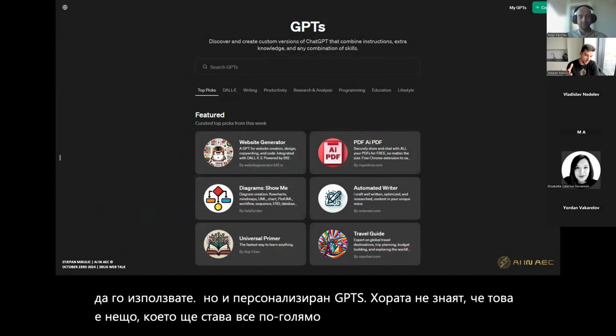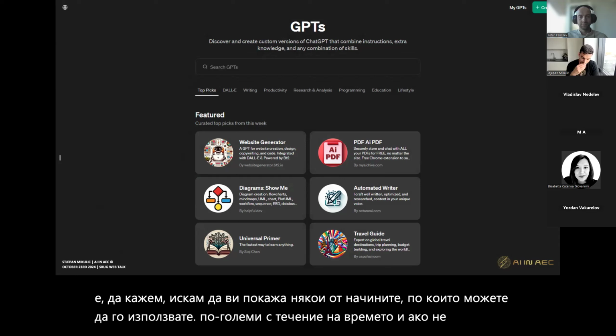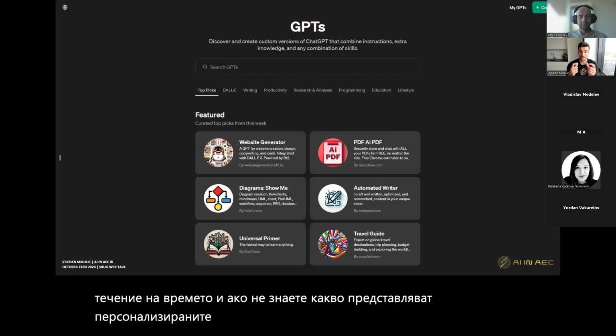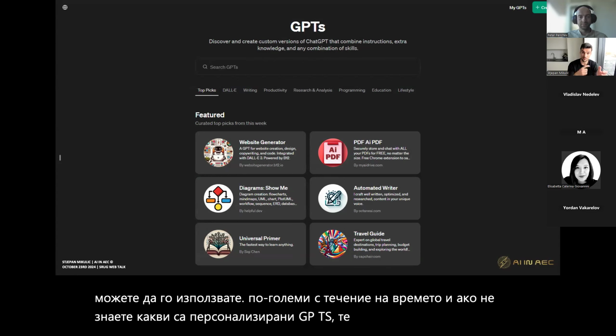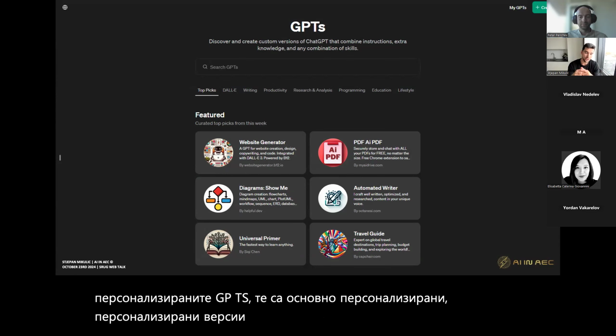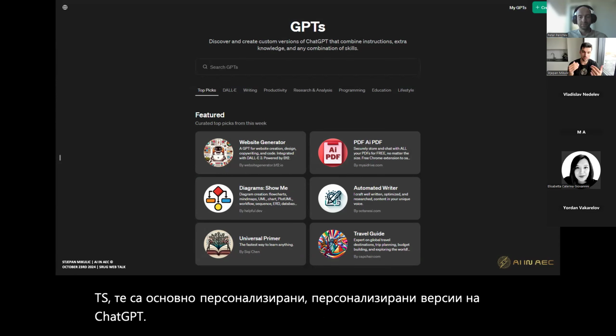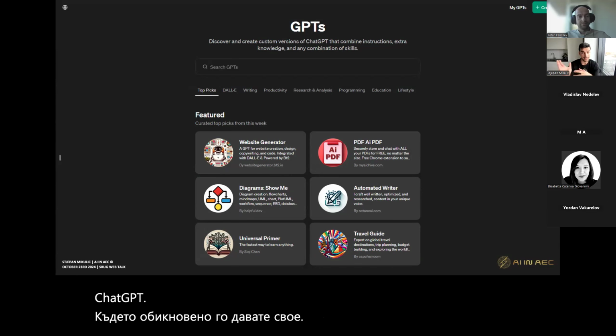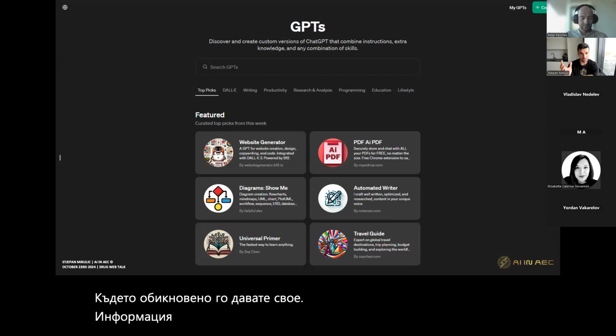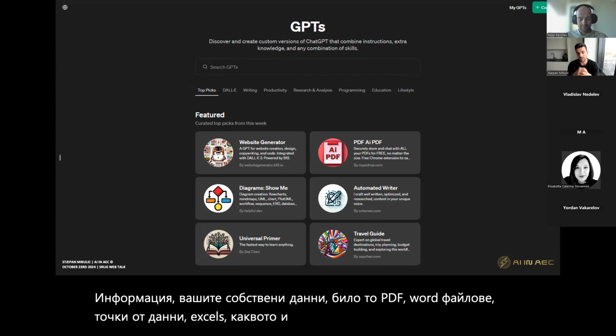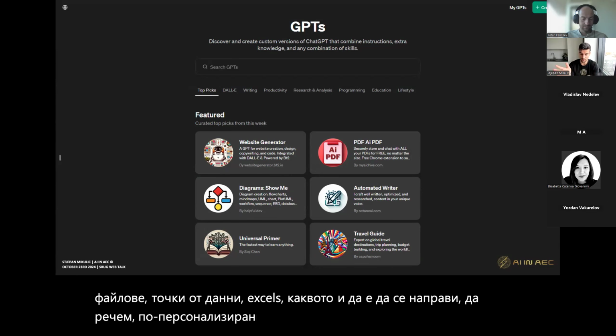And if you don't know what custom GPTs are, they're basically customized versions of ChatGPT, where you usually give it your own information, your own data, be it PDFs, Word files, data points, Excels, whatever it might be, to make, let's say, a more customized assistant for yourself or for others.